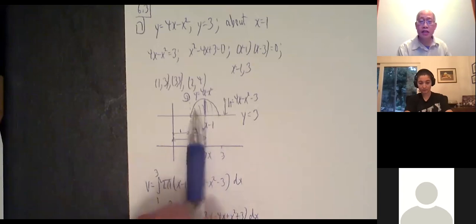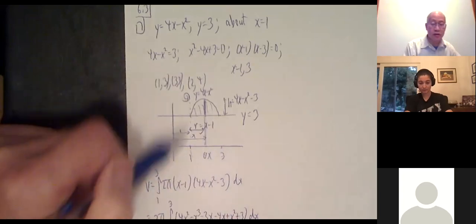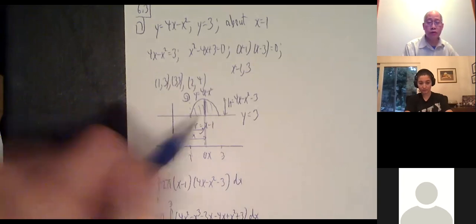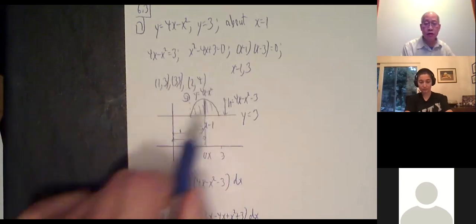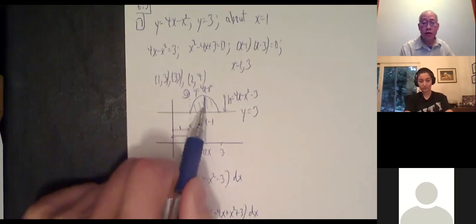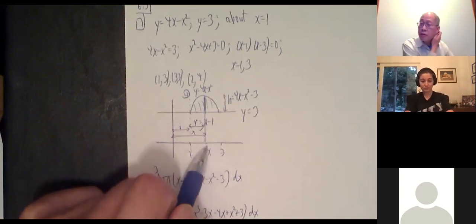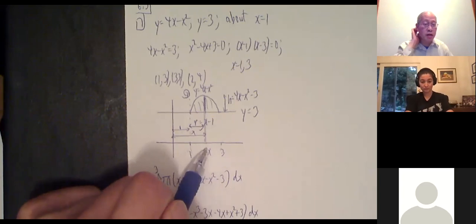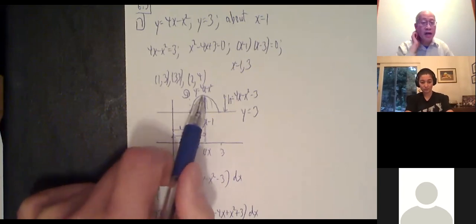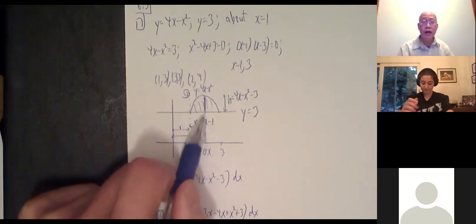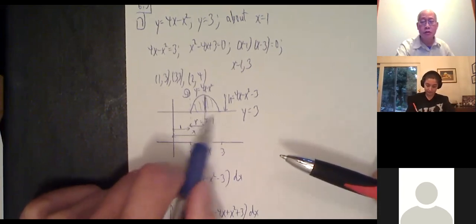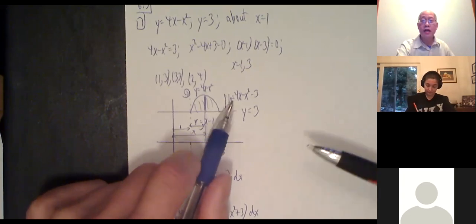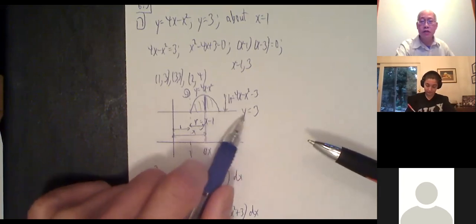All right, so I'm taking this region and I'm spinning it about the line x equals 1, which is right here. So I'm taking this thing and spinning it over here. Okay, so this is the height. So I'm doing my cross sections as delta x. So I'm integrating with respect to x. This is the height. The height is the difference between the top and the bottom. So the top is 4x minus x squared, and the bottom is y equals 3. So the height is 4x minus x squared minus 3.